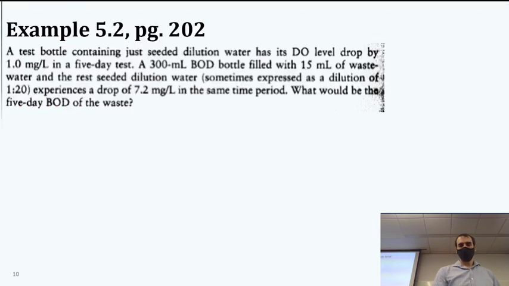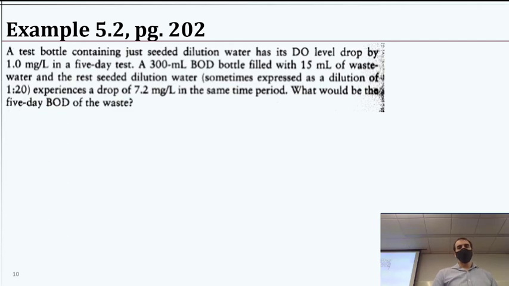Okay, so another practice problem here. This one's example 5.2 on page 202. Here we have a test bottle containing just seeded dilution water, and it has its DO level drop by 1 milligram per liter in a 5-day test. A 300 milliliter BOD bottle filled with 15 milliliters of wastewater, and the rest is seeded dilution water, sometimes expressed as a dilution of 1 to 20, experiences a drop of 7.2 milligrams per liter in the same period, so in 5 days. What would be the 5-day BOD of the waste?